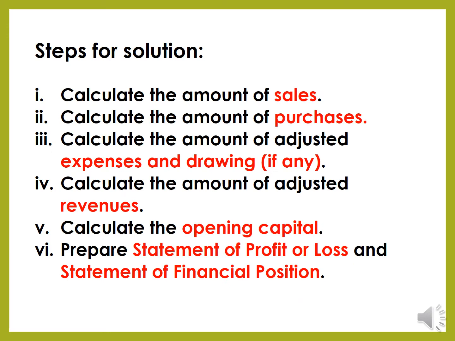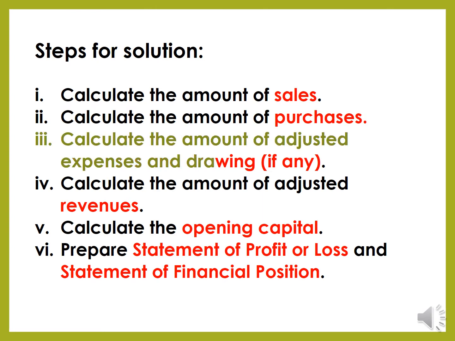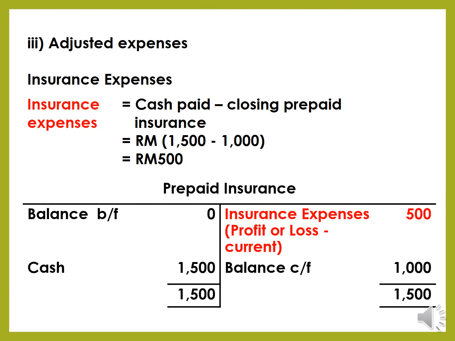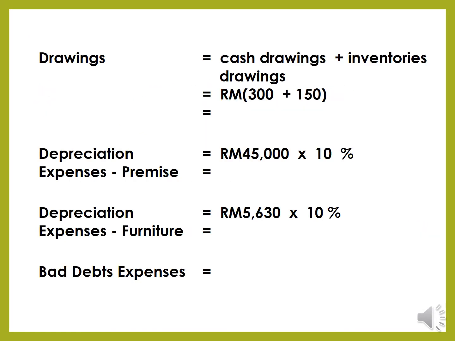There are a few steps in preparing the financial statements. Firstly, calculate the amount of sales. Secondly, calculate the amount of purchases. Thirdly, calculate the amount of adjusted expenses and drawing. Insurance expenses is 500. Rent expenses is 900. Drawings is 450. Premise depreciation expenses is 4,500. For furniture, depreciation expenses is 563. And bad debt expenses is 250.